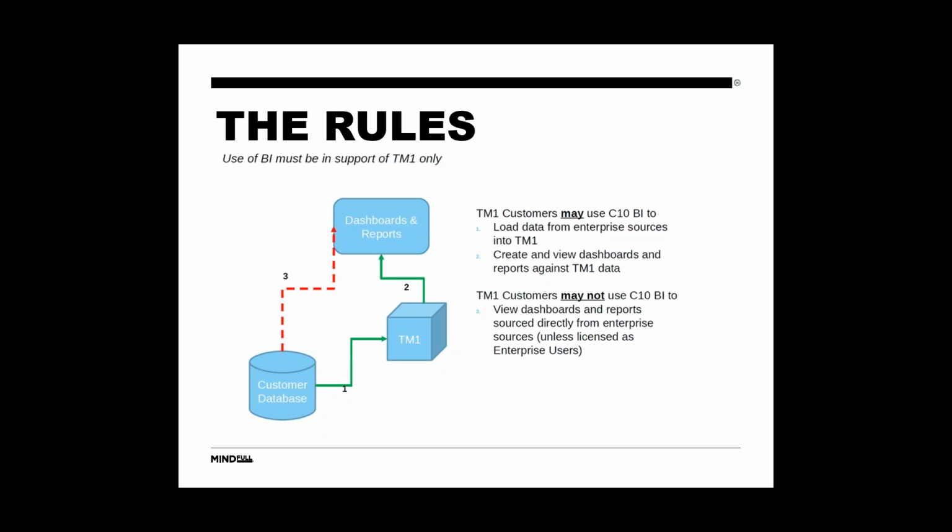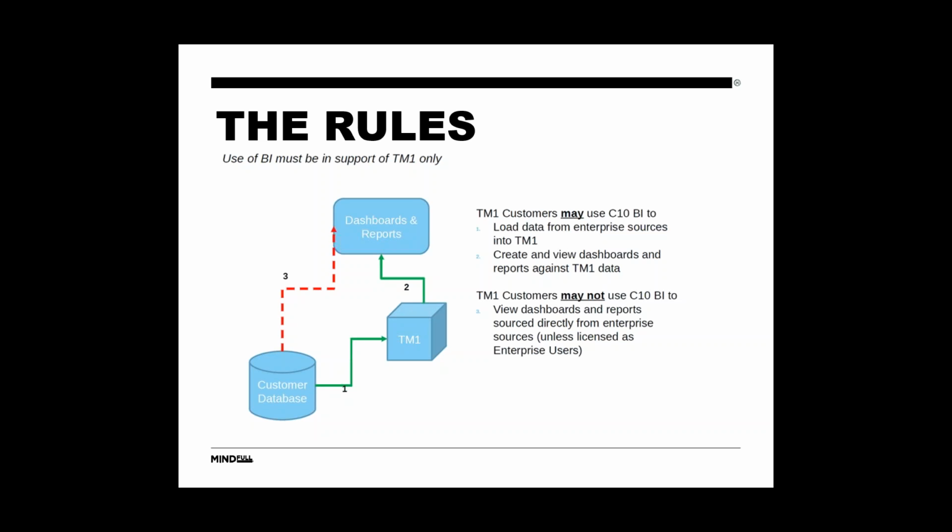So you can use the Cognos BI componentry not only for authentication and connecting to data sources like some of you already do, but also just to create those reports and dashboards. If you did want to go direct to a source system and run Cognos BI off that directly, you wouldn't be able to do it under this entitlement. The data would need to go through TM1 first, and then you would need to report off the TM1 data.